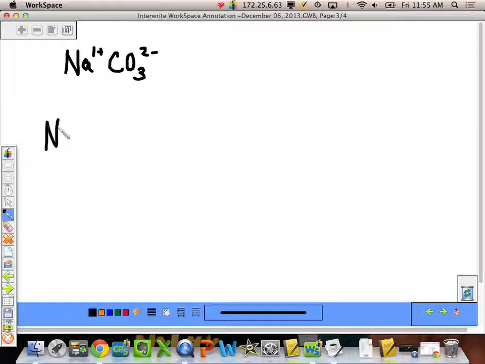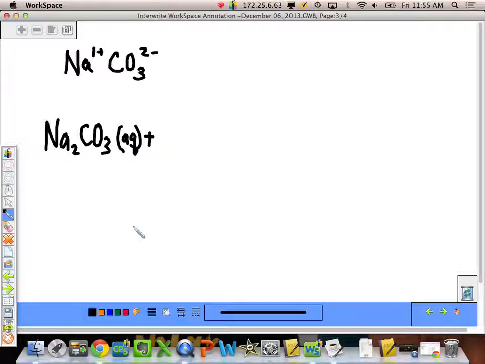I get Na2CO3. And that's a solution. So what should I put behind this? AQ, thank you. AQ, it's an aqueous solution.